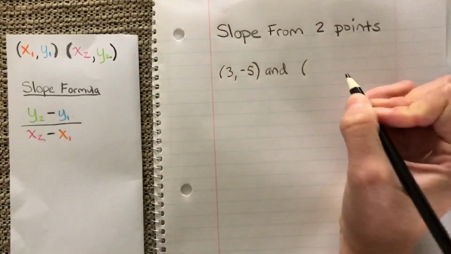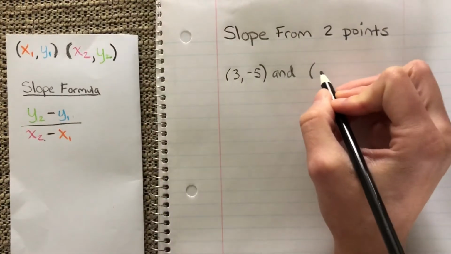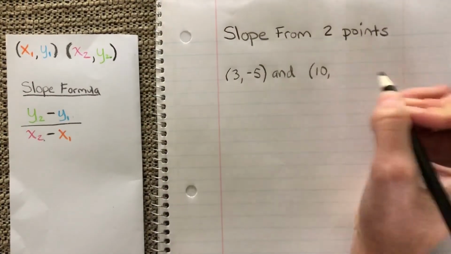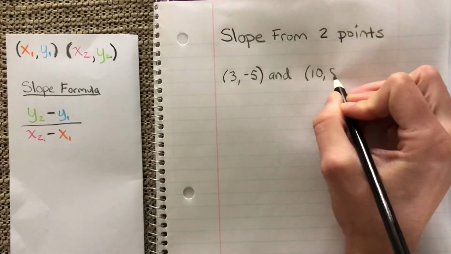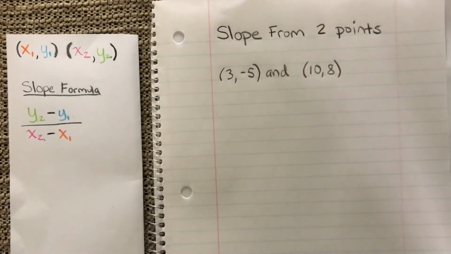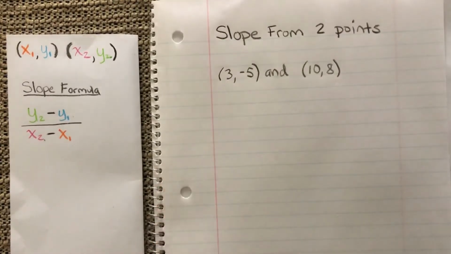And the second point will be 10, 8. So we just came up with 2 points. I'm giving you these 2 points. So I would like you to find the slope of a line that passes through the point 3, negative 5 and the point 10, 8.